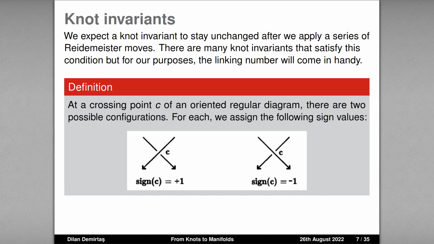For each, we assign the following sign values. But to not memorize it, and use a rather cool trick, you can use the right-hand rule. So your palm is going to face towards you at all times. Let your thumb point towards the overcrossing and your forefingers in the direction of the undercrossing. If that's the case, we assign a positive value, and if that's not the case, we assign a negative value.